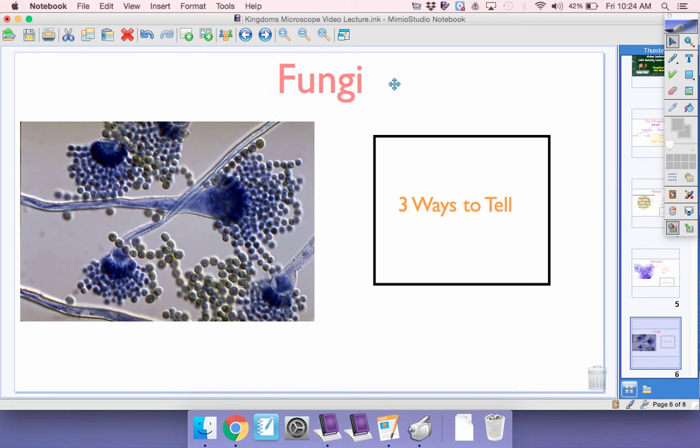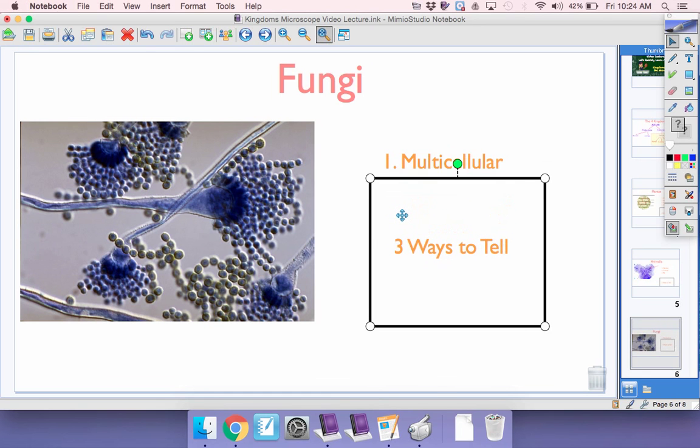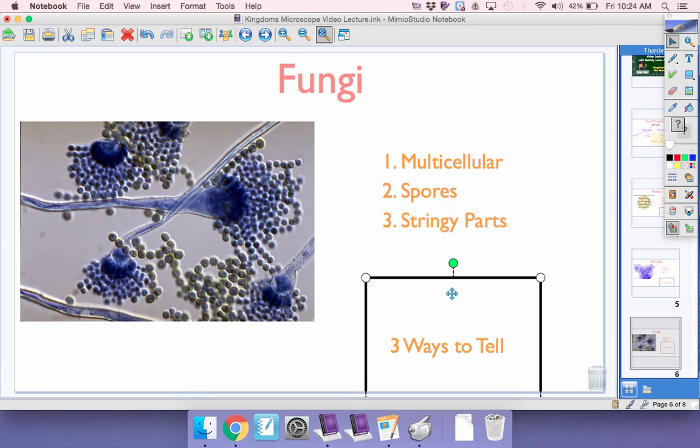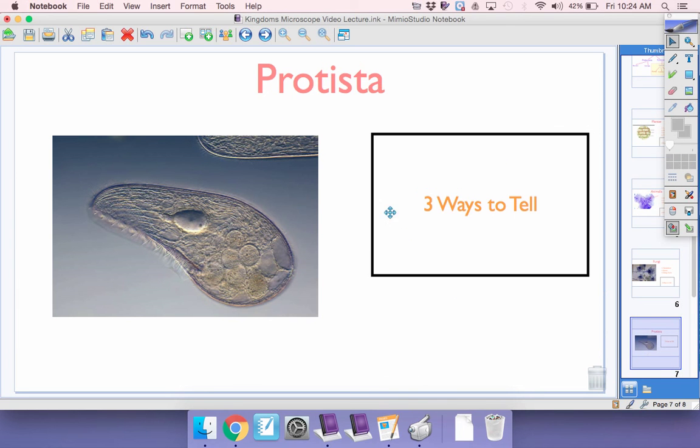The third picture I have is of a fungi or fungus, so think mushrooms. Fungi are unique looking under the microscope in that they always have two parts. They are also multicellular, so that's one thing you can take a look for. But the two parts are the following: spores and stringy parts. So you have a stringy part here coming up to a bunch of spores. That's how you can tell a fungi. Fungi are rarely ever on tests because they're kind of unique, so you might not have to worry about this one for an exam. And last, we have Protista.